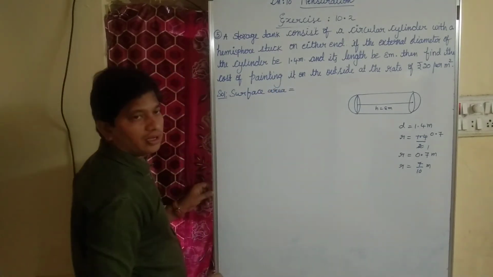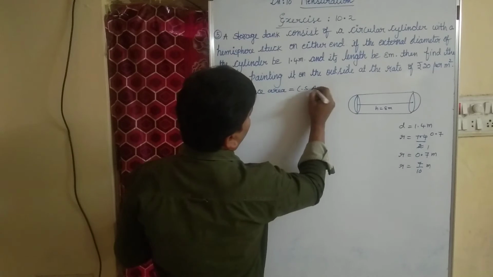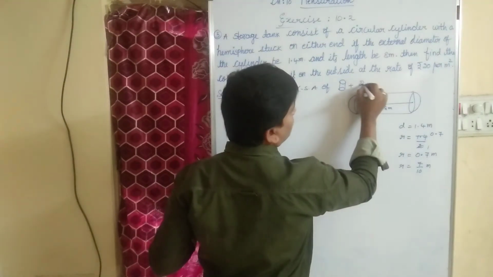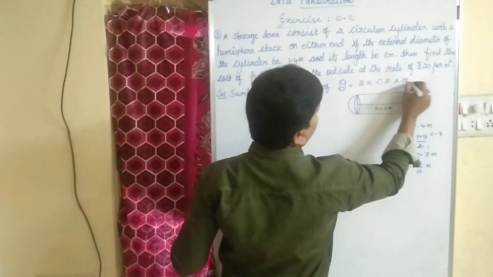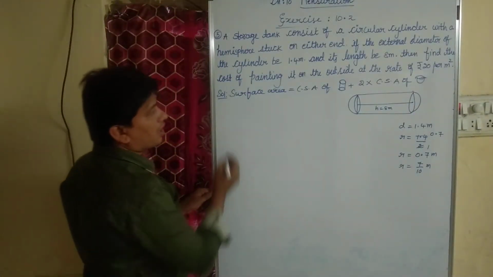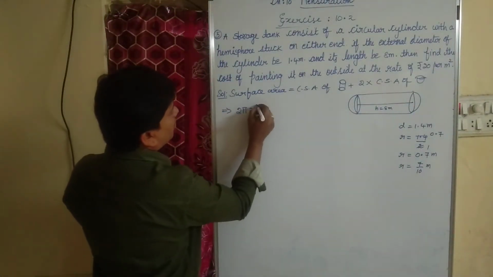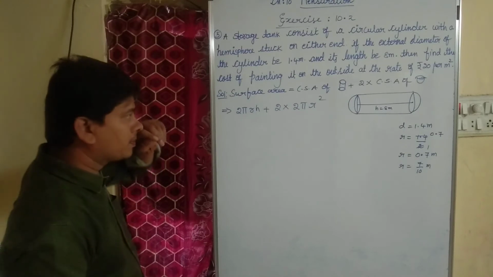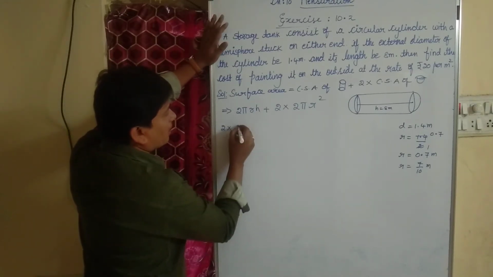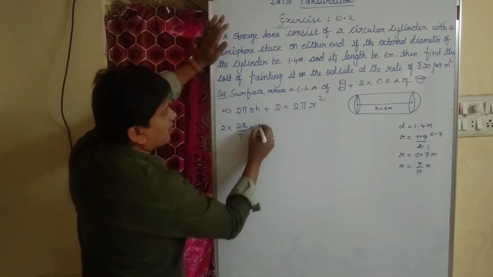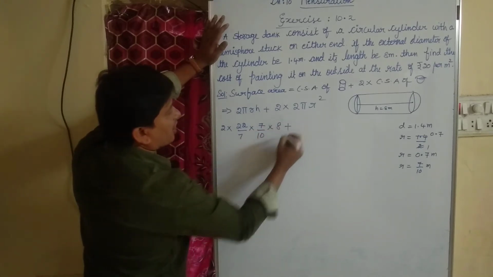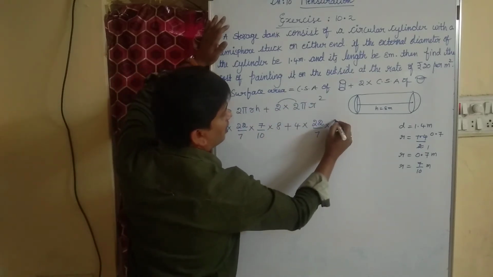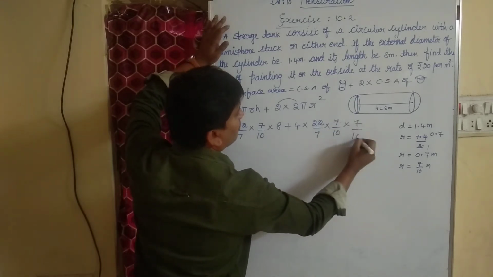as the tank is a combination of a cylinder plus two hemispheres. That is the reason we are writing 2 into CSA of hemisphere. The CSA of cylinder is 2 pi r h, plus 2 into CSA of hemisphere, which is 2 pi r square. So 2 into pi value 22 by 7, the radius is 7 by 10, and the height is 8, plus 2 twos are 4 into pi value 22 by 7, radius is 7 by 10 into 7 by 10.